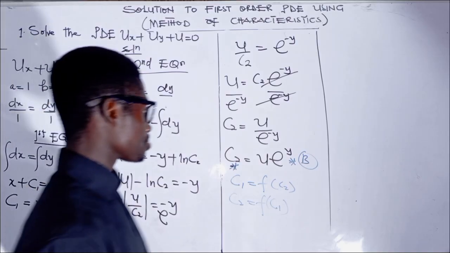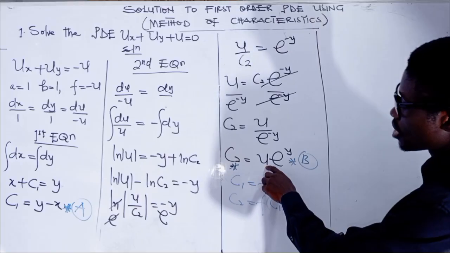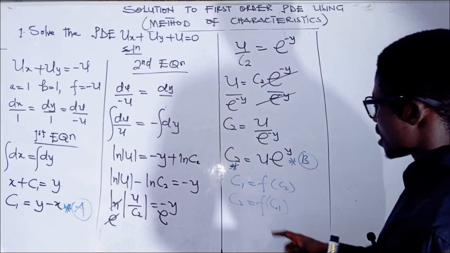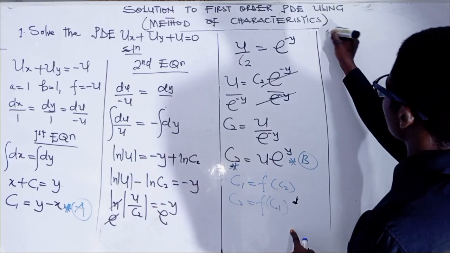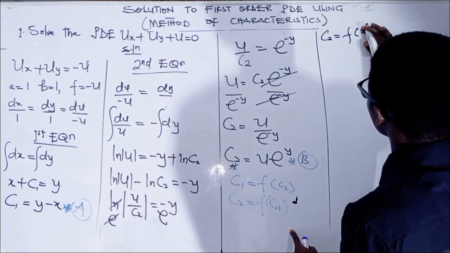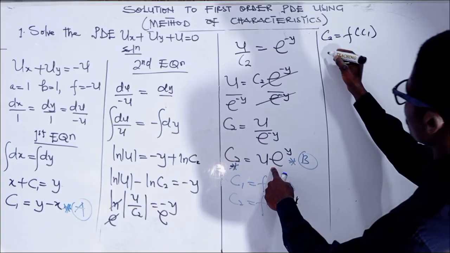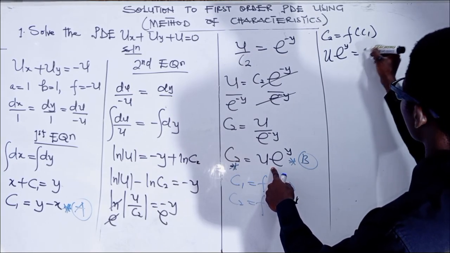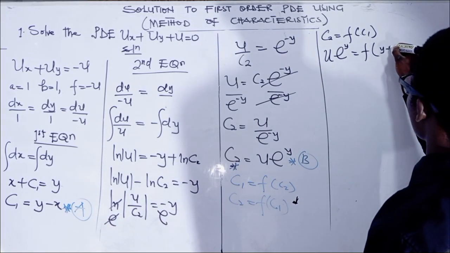So what are you going to take? So this is c2. Since we are having the dependent variable here, which is u, let's make c2 a function of c1. So we are going to pick this one, c2 is a function of c1. So for c2, what we have? We have u e exponent y is equal to a function of c1, and c1 we have y minus x.